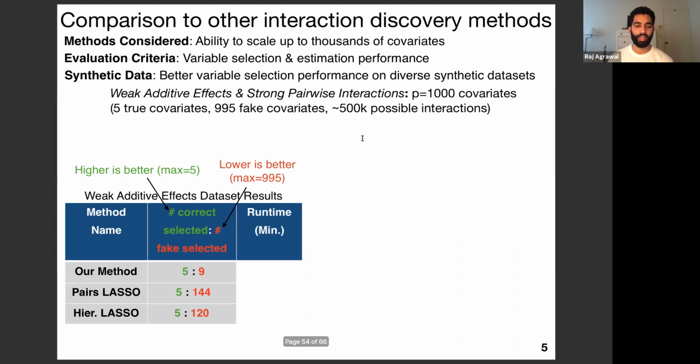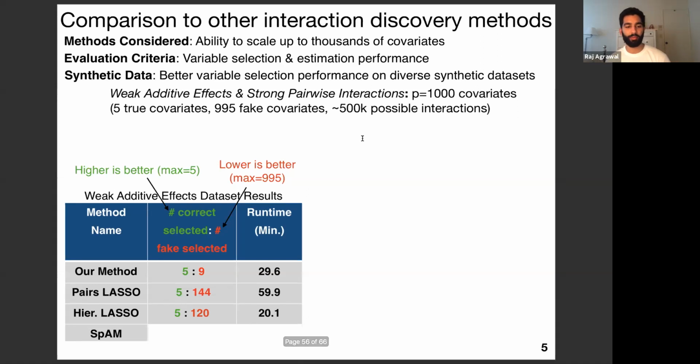So in terms of actual results, all methods pick up all 5 correct covariates, but both pairs lasso and hierarchical lasso pick up a lot more fake covariates. In terms of runtime, we're a bit slower than hierarchical lasso, but eventually we showed that we're faster than hierarchical lasso because our method scales linearly with covariate dimension, and we're faster in this example than pairs lasso.